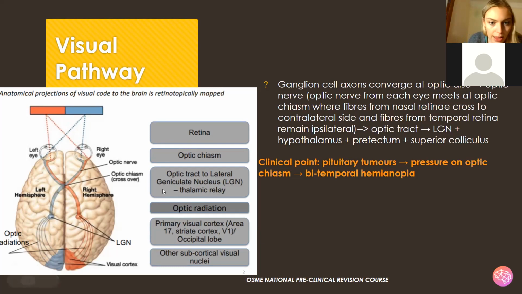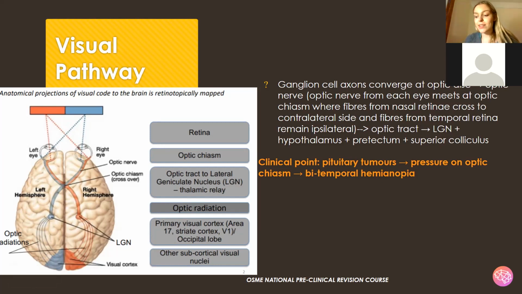Okay, so visual pathway. We've ended at the retina, and now our ganglion cell axons converge at the optic disc, and this produces our optic nerve. Remember, this is myelinated. So we can carry this now through, and then our optic nerve from each eye will meet at the optic chiasm, where fibers from the nasal retina, so that's the inner region of the retina by the insides of your nose, cross to the contralateral side, and fibers from the temporal retina, so these are the outer bits, remain ipsilateral. If you think about a pair of glasses, these bits are staying on the sides and the bit from the nasal retina are crossing.